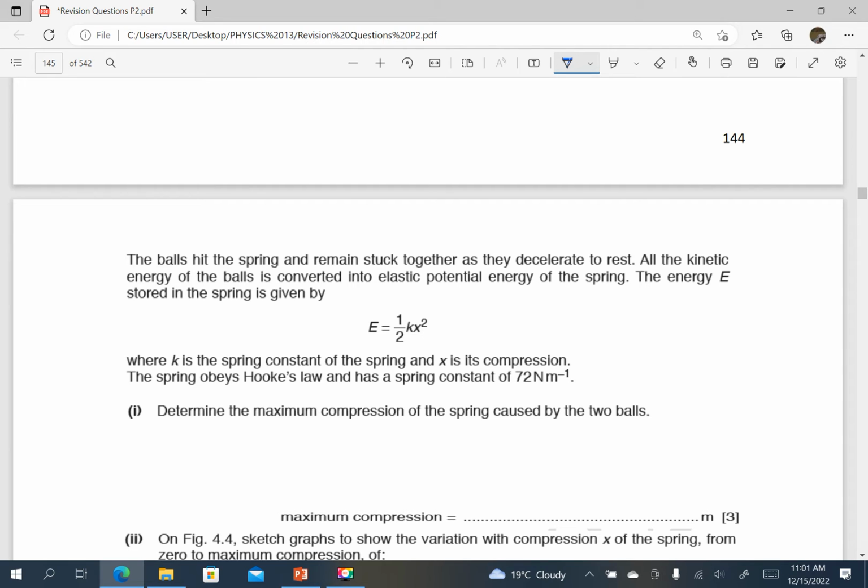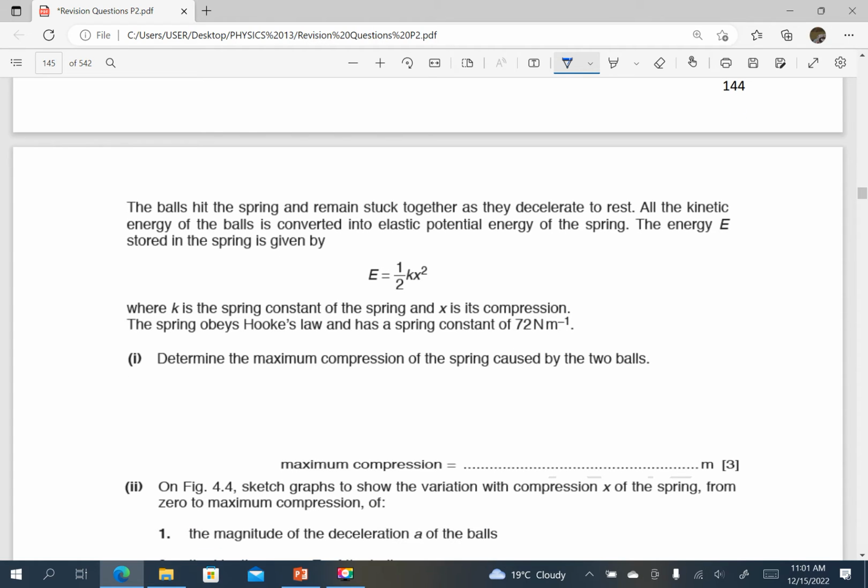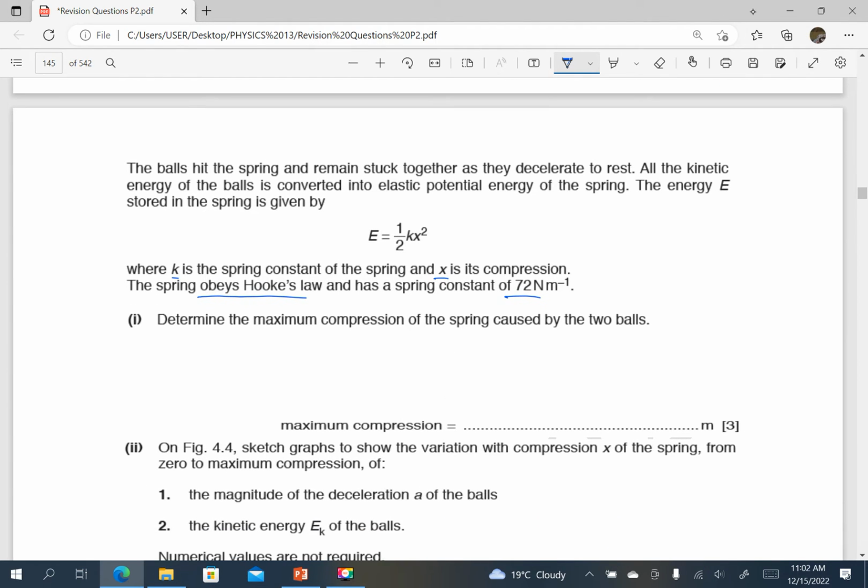The energy E stored in the spring is given by that expression. K is the spring constant, and x is the compression. The spring obeys Hooke's law and has a spring constant 72 newtons per meter. Determine the maximum compression of the spring caused by the two balls. Since all the kinetic energy is converted to elastic potential energy, kinetic energy, a half mv squared, will be equal to a half kx squared. So I'll just substitute.